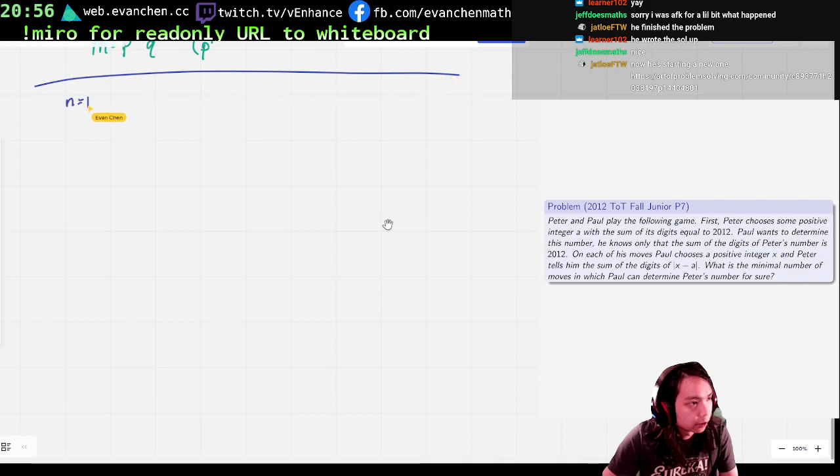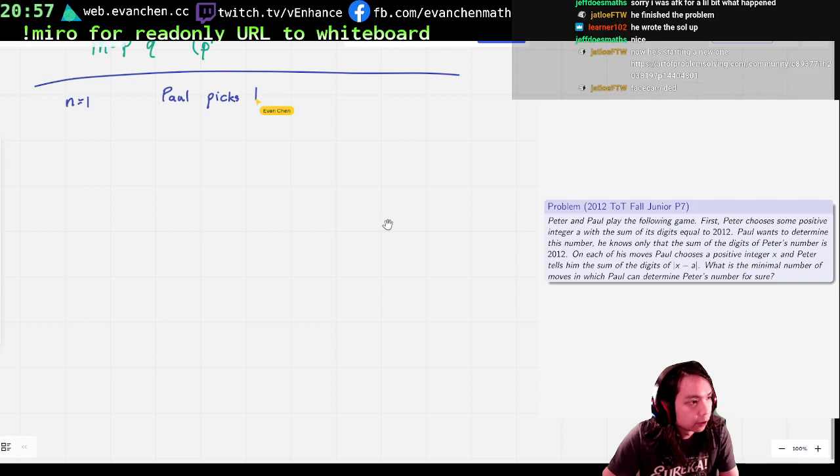So if n equals 1, then the game is very easy because Paul should just pick 1, right? And then you count the number of 9s that happens. If n equals 2, you have to see, okay, the problem I have is that what if there are zeros in the number? Yeah, that's the point.